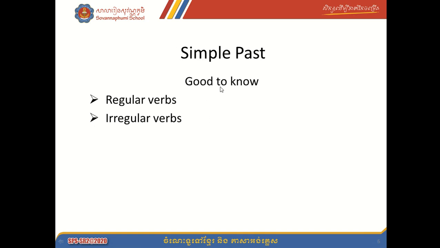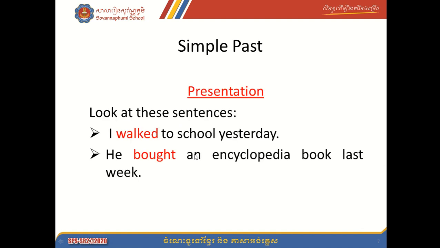What is good for you to know is regular verbs and irregular verbs. They are very important in order to create verb 2. Look at these sentences. I walked to school yesterday. We bought an encyclopedia book last week. When we see these two sentences, we can find out that they are in simple past form.